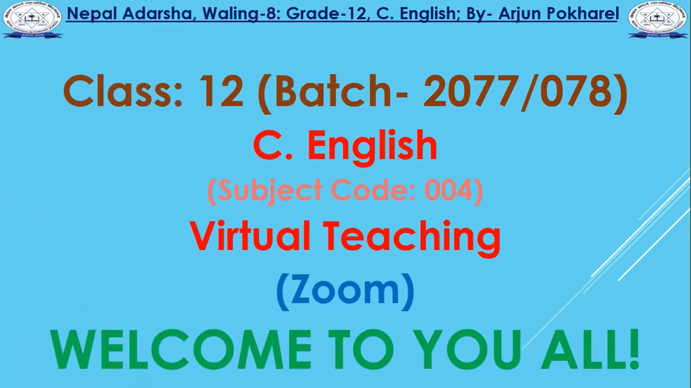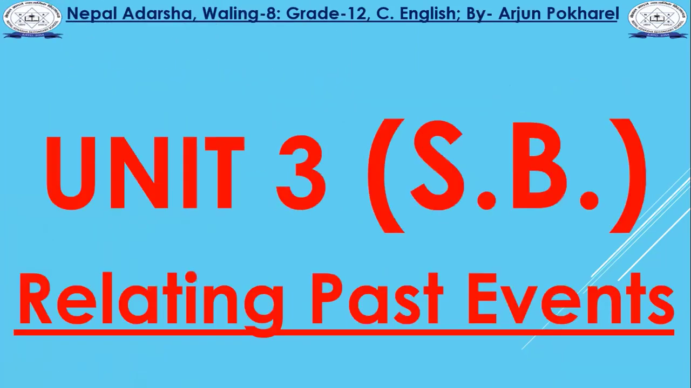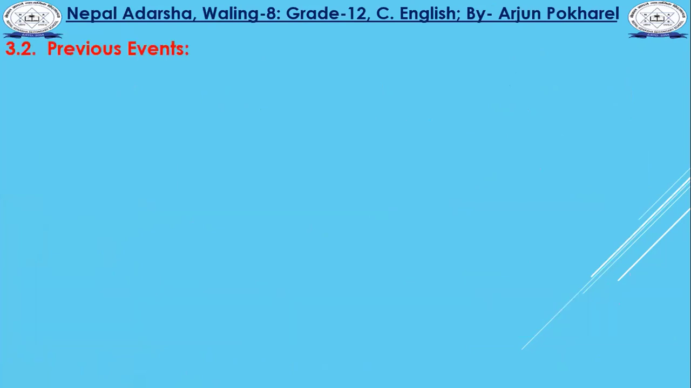Okay, I'd like to revise from what we did before. You are more than 45 participants now. 47 participants are there. Your friends are still joining. We did before about 3.2, previous events.